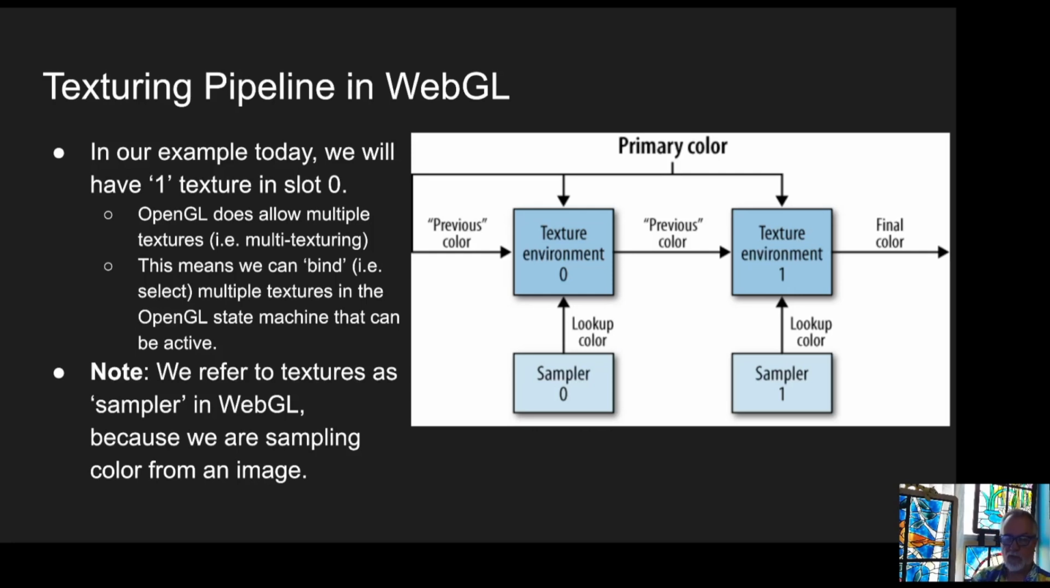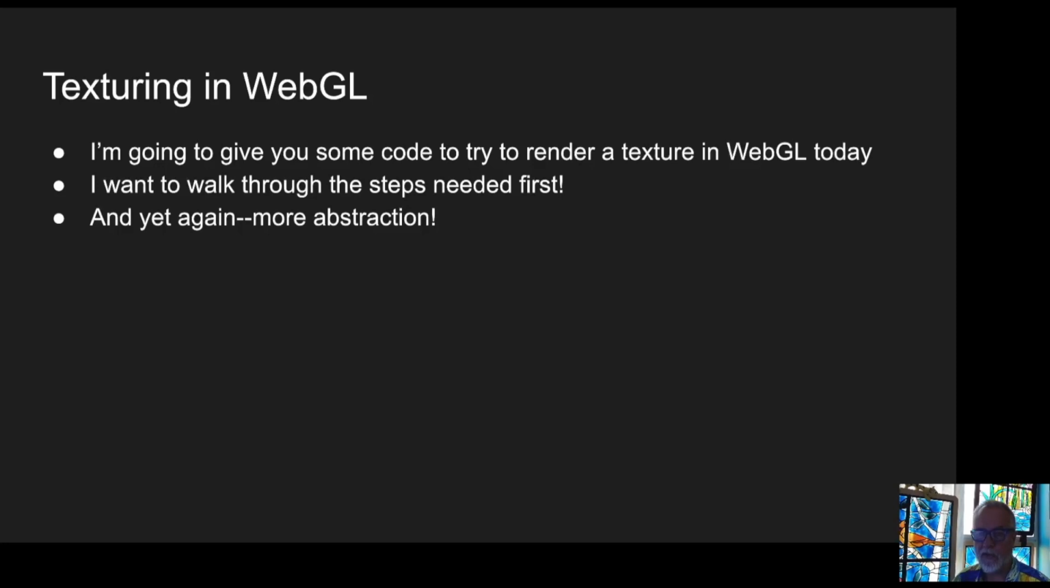So now we've got this third object. We have uniforms, we have vertex buffers, and now we have textures. So we are going to get some code to try and render a texture in WebGL. We'll walk through the steps, but we need some more abstraction.